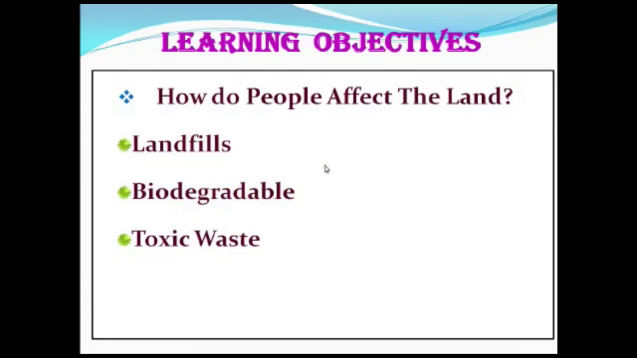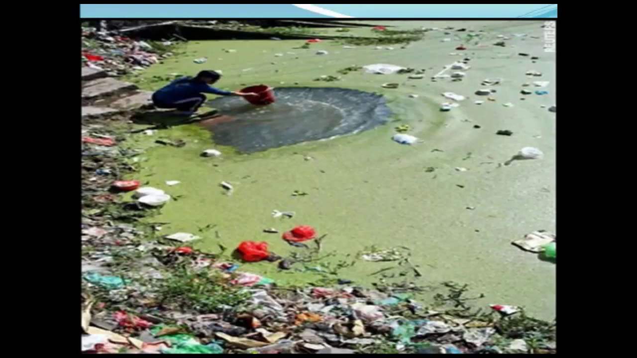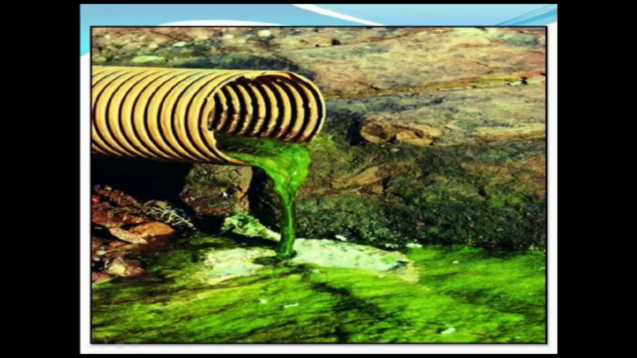So let's talk about the first thing, how do people affect the land. People produce a large amount of garbage every day. Most of these things end up in landfills. So such kind of garbage people produce every day. These are the different places where you will find such kind of garbage. Also from the drainage water you will find different kinds of things.